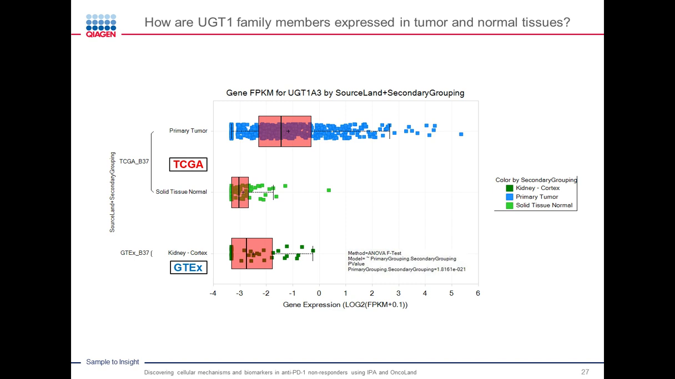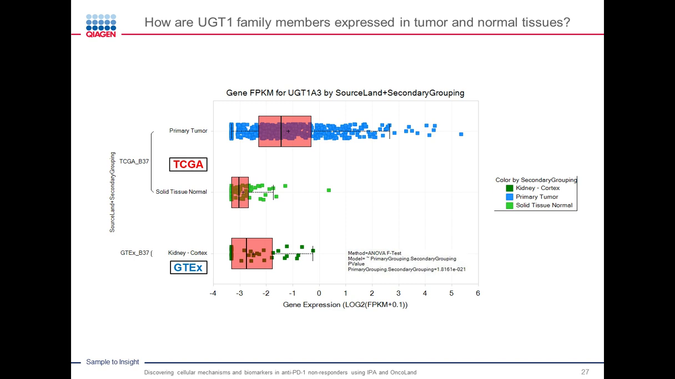So in this chart, what we see is we have tumor from TCGA as the top row. Solid tissue normal, which is the adjacent normal tissue from TCGA as the second row. And then finally, normal tissue from GTEx as the third row. And what you see over here is there's not much difference in expression between normal of TCGA and GTEx, but there's greater difference in expression between both normals and tumor from TCGA.